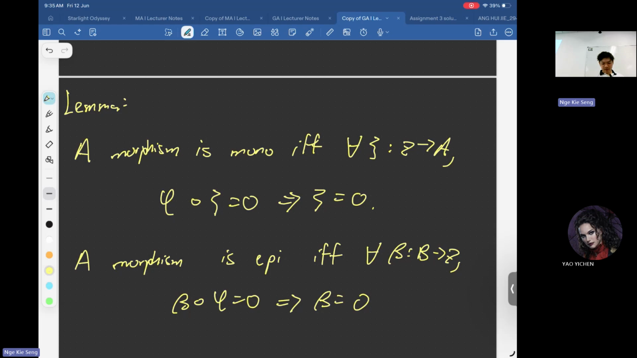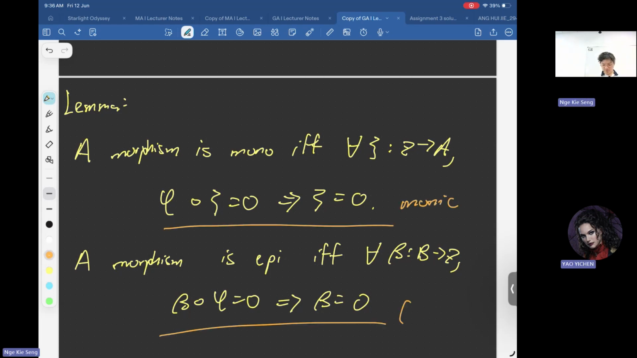Sometimes in Tom, maybe you can check, they define this to be monic and this property to be epic. Monic and epic. So there are three kinds of ideas here: monomorphism, monic, and injective.